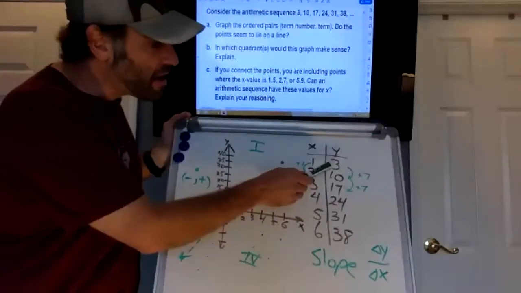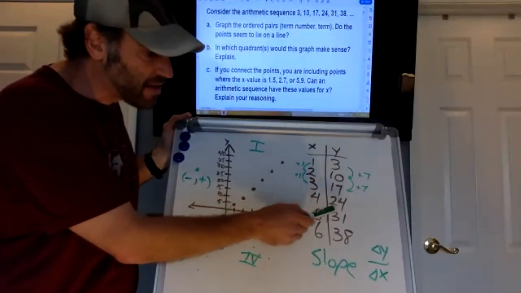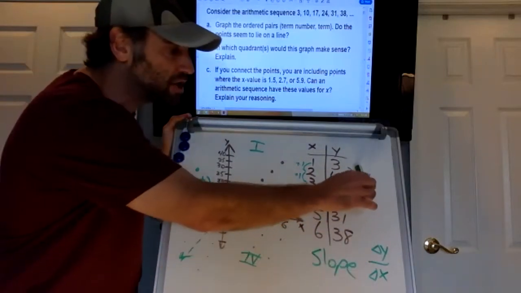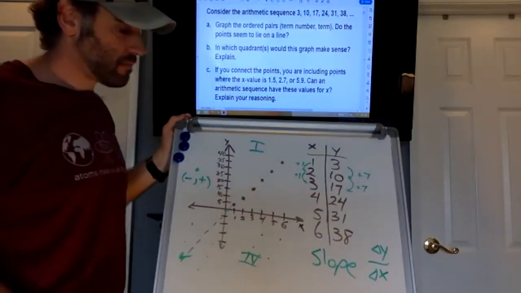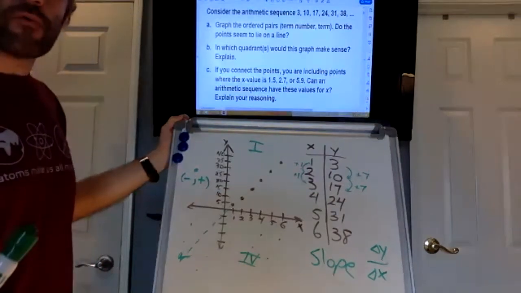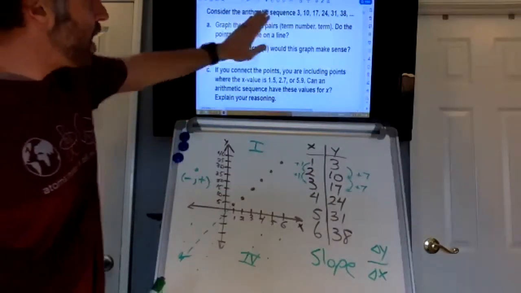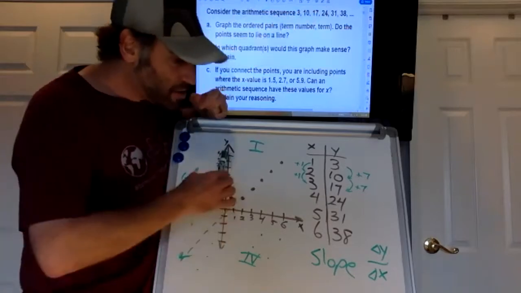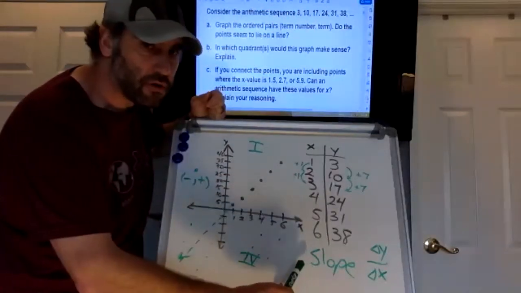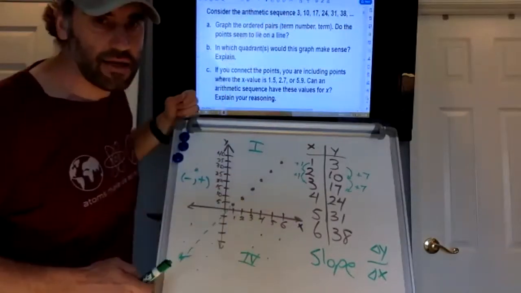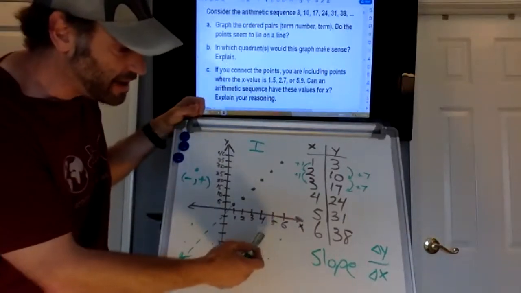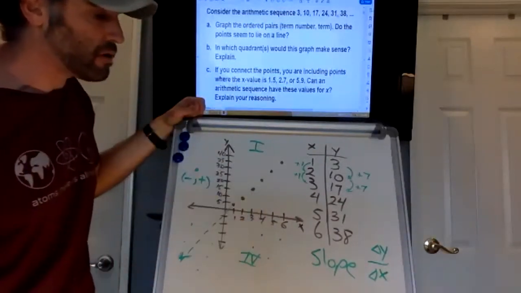Well, what if my y values kept dropping until I got into the negative? What if my slope was negative? Hold on 1 second. Let me say this again. If I were to use a different sequence where these numbers were falling, they could fall down into quadrant 4. Is that the case in this particular sequence? No. You're not going to see any dots in quadrant 4.